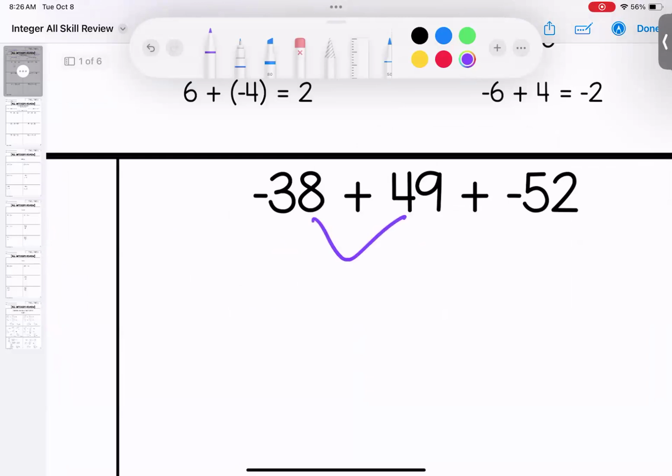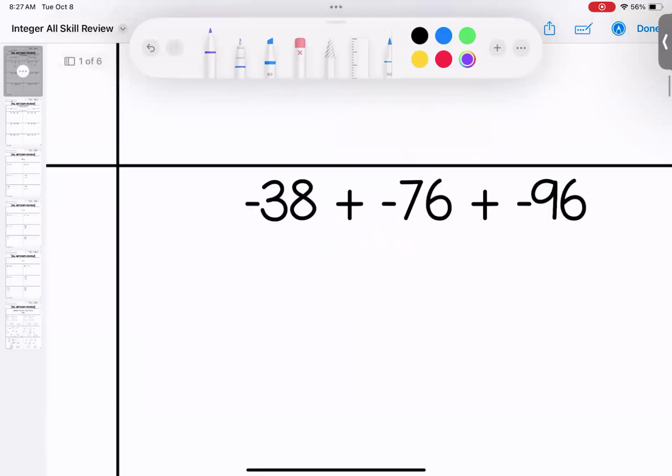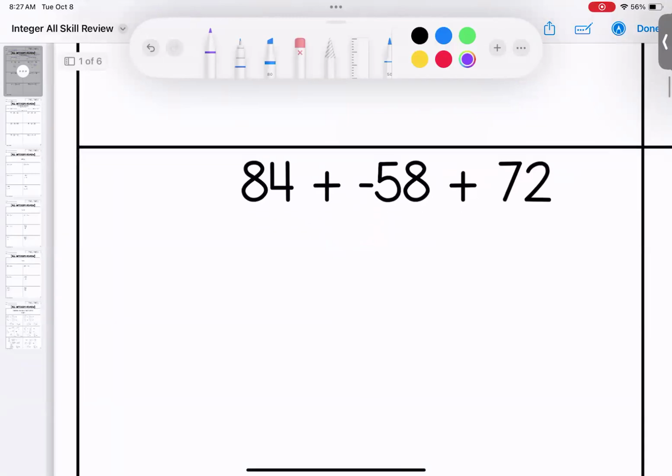These are opposites. Subtract. 49 minus 38 is 11. Larger number is positive, so the 11 is positive. Plus a negative 52. Again, opposites subtract. 52 minus 11 is 41. Bigger number is negative, so that 41 is negative.